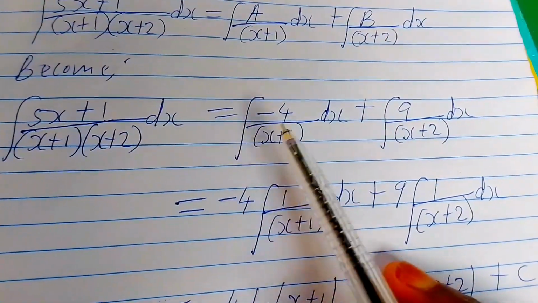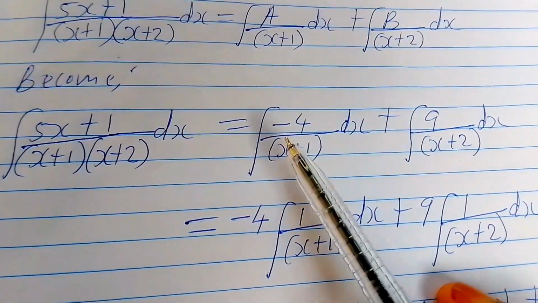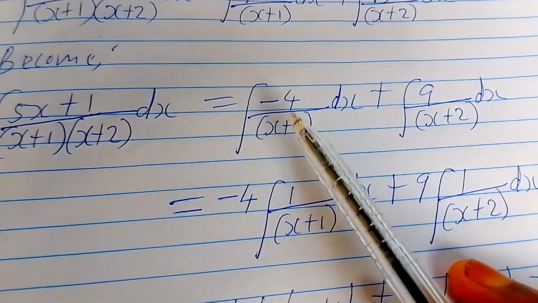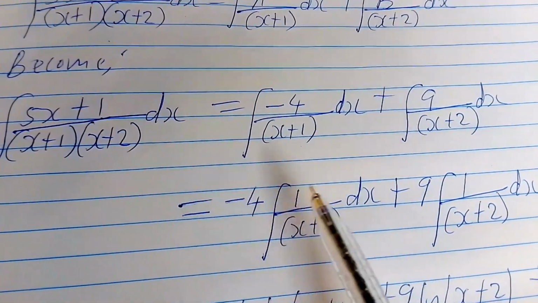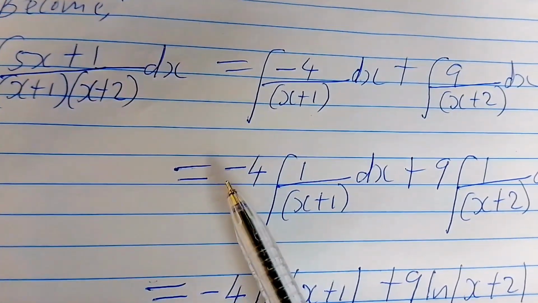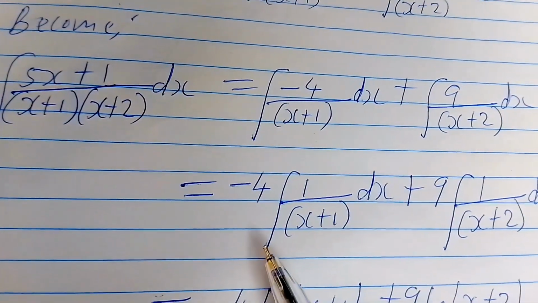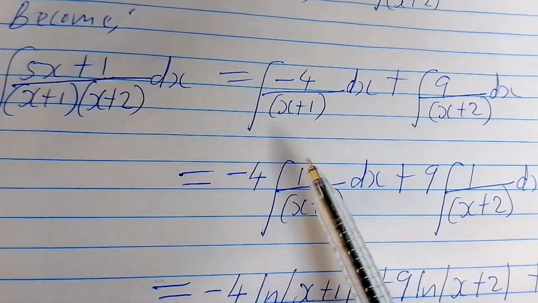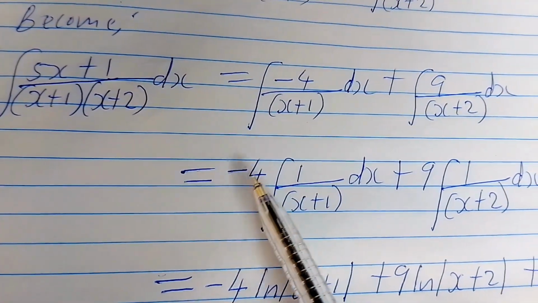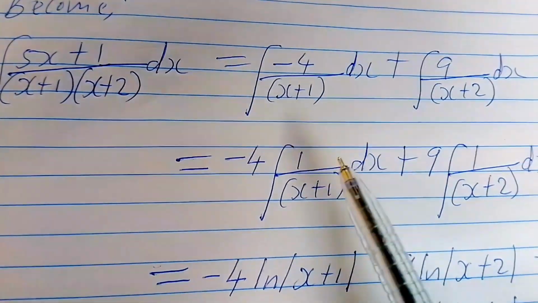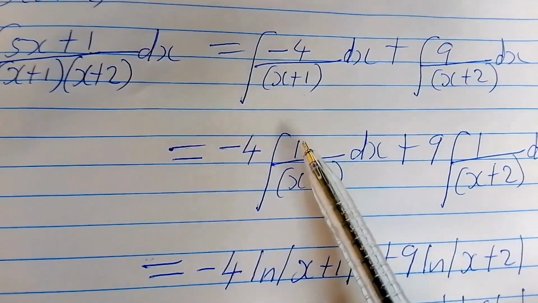Now let's look at how to integrate this. You know that minus 4 is a constant, right? Since it's a constant, we factor the constant out of the integral, and we're going to have minus 4 outside the integral, multiplied by the integral of 1 all over x plus 1 dx, because minus 4 times 1 is still minus 4.